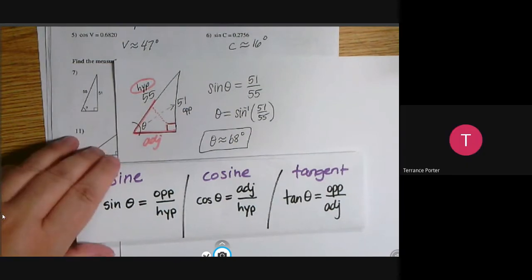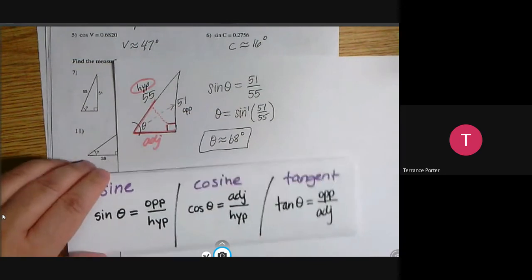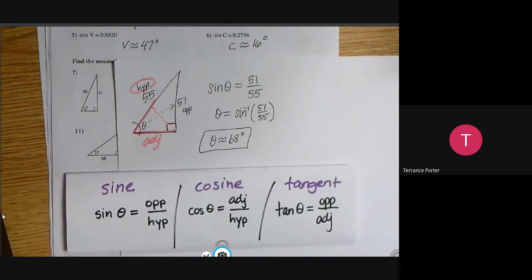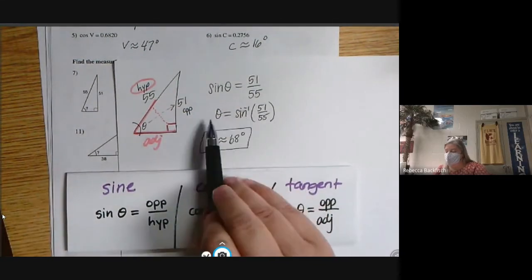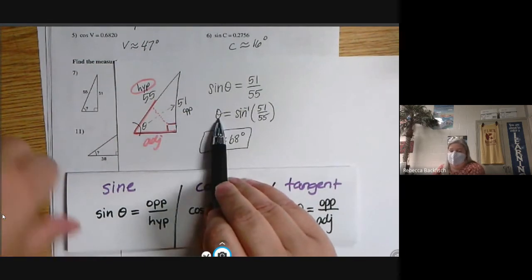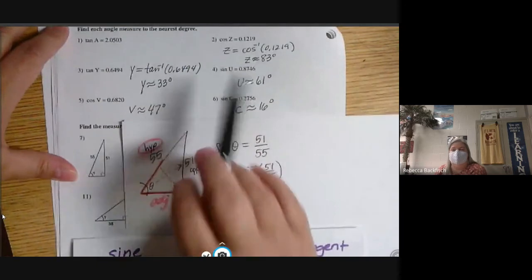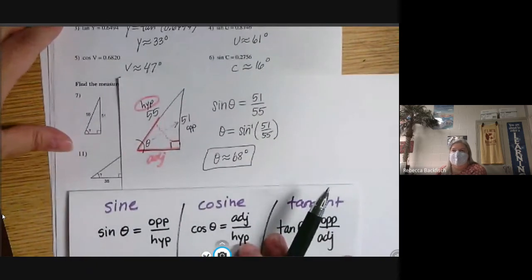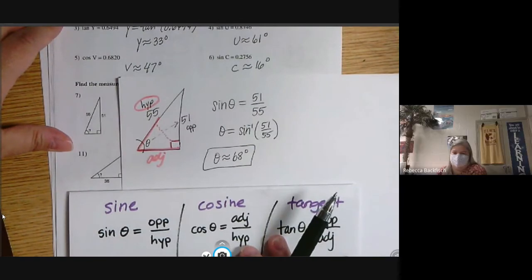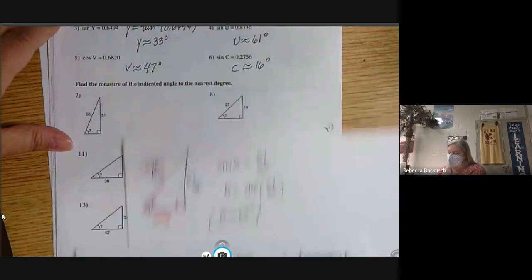Mr. Becker, why do we have to do sin to the negative 1? I did the inverse sine because I'm finding the angle. Whenever you're finding the angle, that's what we were talking about up here. That's what we're doing in this, like the video you watched yesterday. Anytime you find the angle, you have to do inverse sine. Yes, ma'am. Okay. All right, number 8.